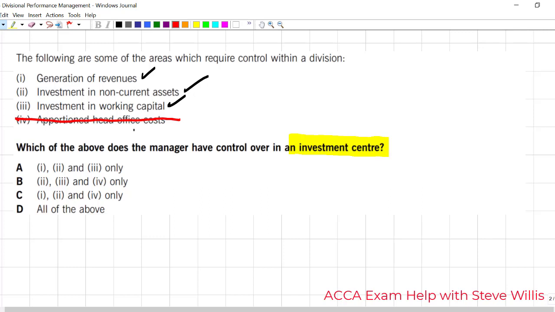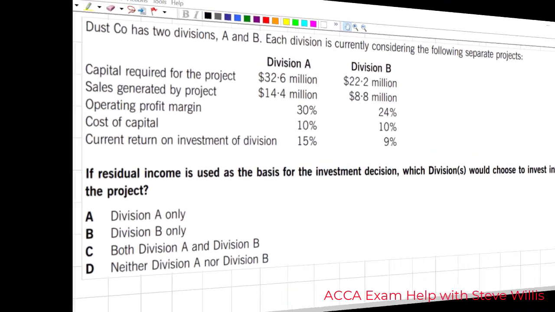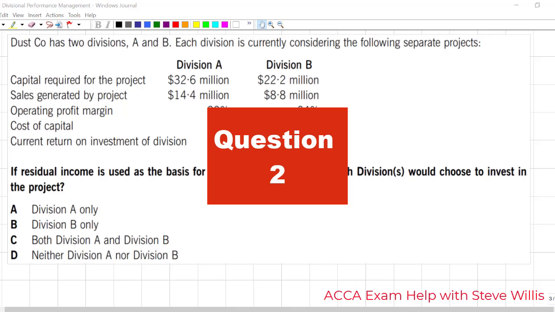The headquarters will cover its cost by sending an invoice to the investment center, and usually the manager of the investment center does not have control about that head office recharge. Okay, so the best answer is 1, 2, and 3. Answer A. Here we have a calculation type of question.